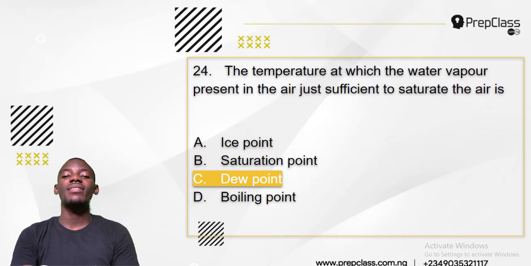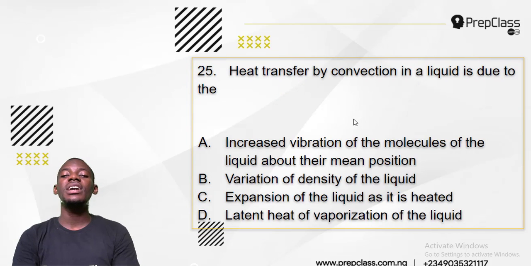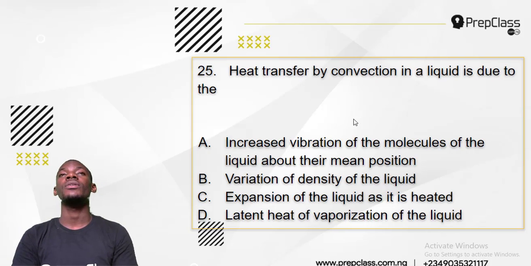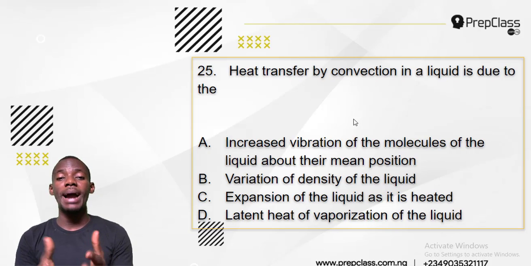Let's talk about number 25, the last one for this video. We have heat transfer by convection in a liquid is due to what? Now, you've heard about conduction, convection, radiation, and you can always use boiling water to explain all of them. Conduction has to do with heat transfer, right? By contact, by bodies in contact.